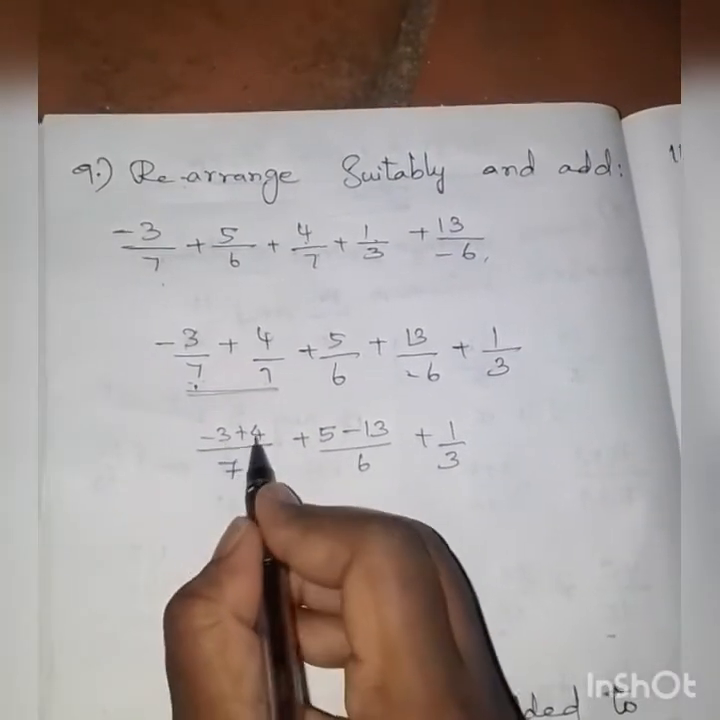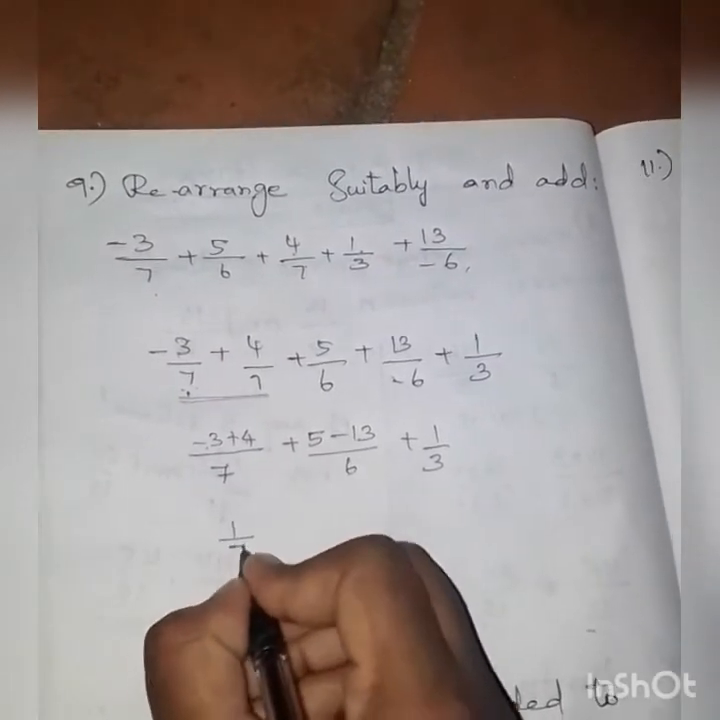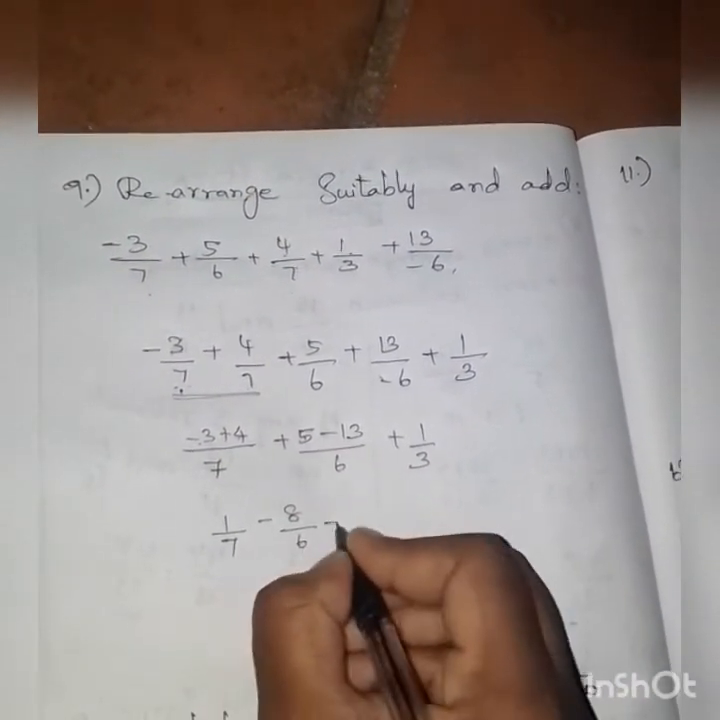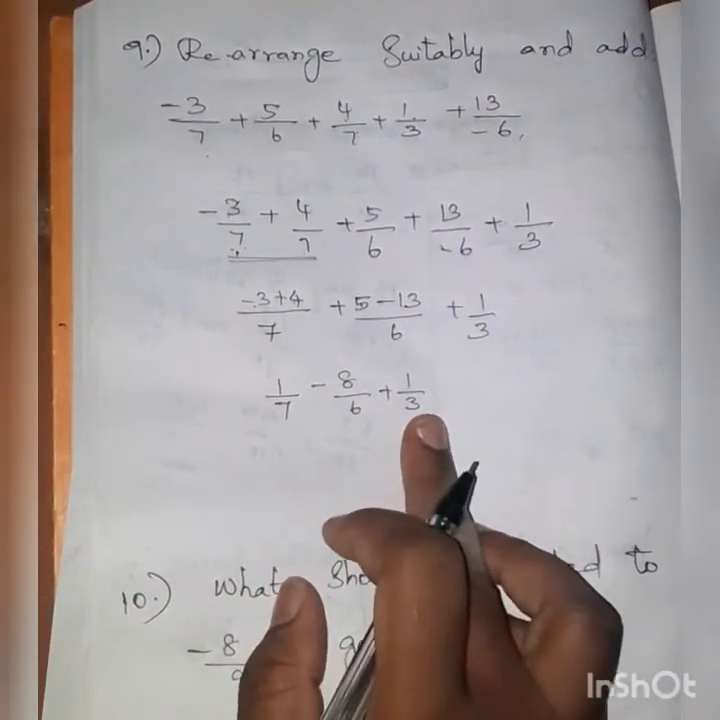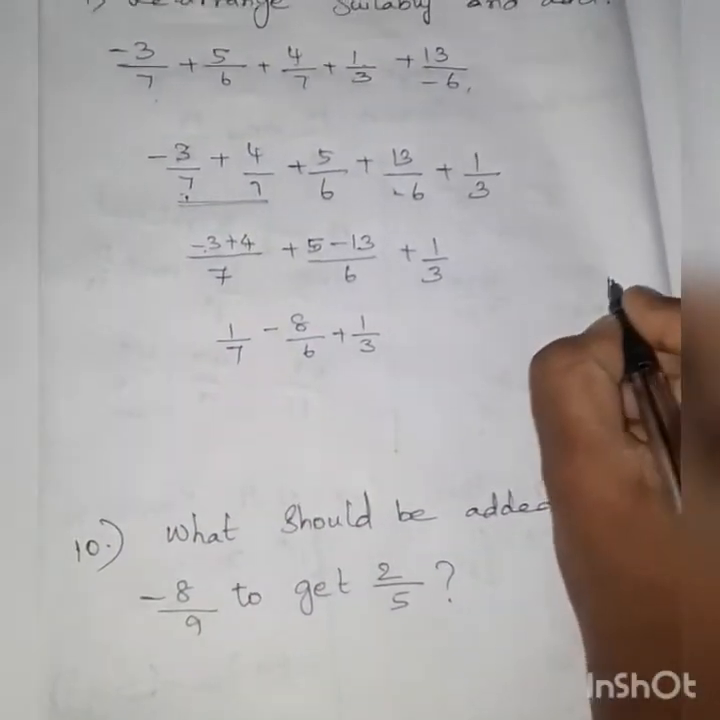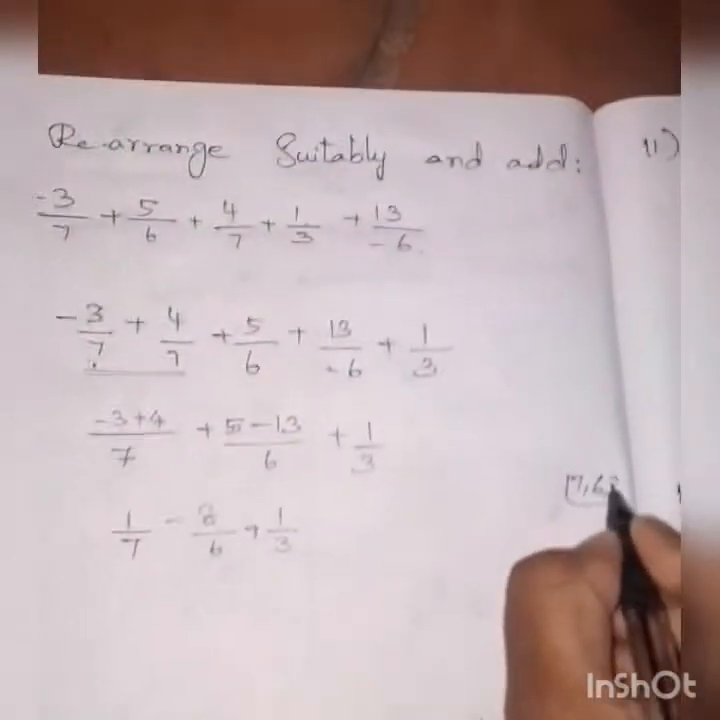Now just subtract it. 4 minus 3 is 1 by 7. Minus 13 plus 5 is minus 8 by 6 plus 1 by 3. Now all the denominators differ again. So now take the LCM for all these three numbers: 7, 6 and 3.